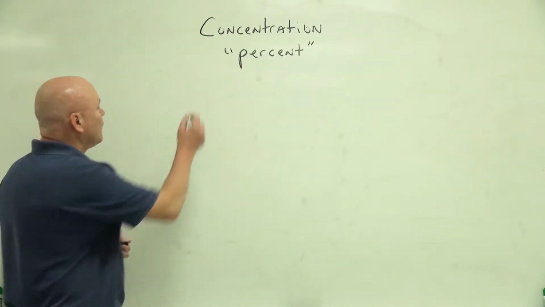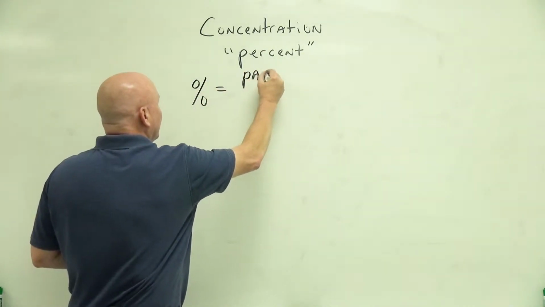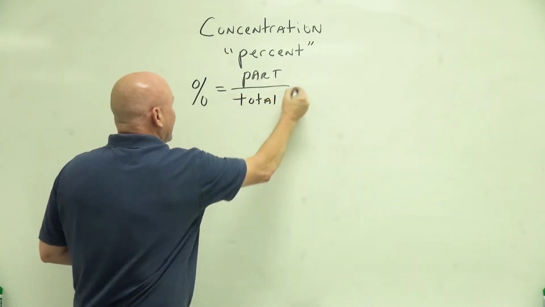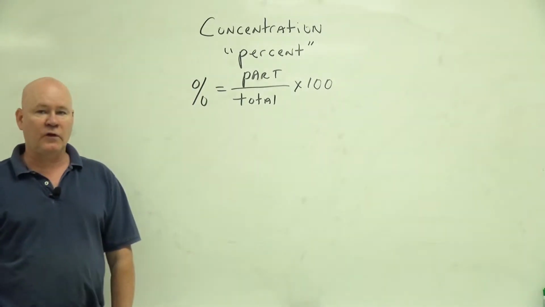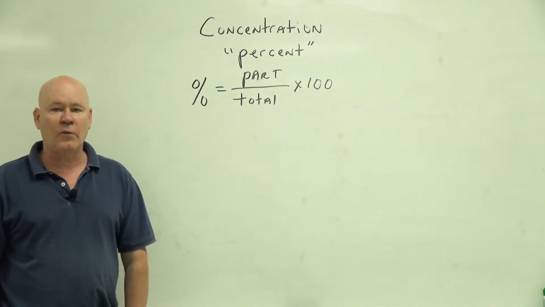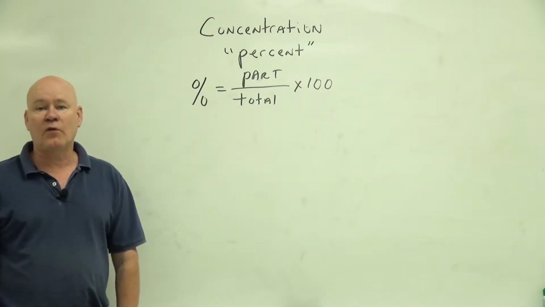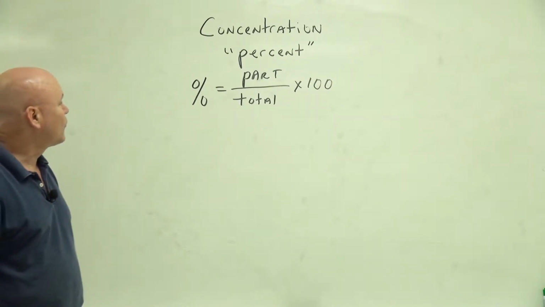Now percent is the part over the total times 100. The percent of anything, not just chemistry, of anything, is always going to be the part over the total times 100. Times 100 is where the percent, cent like century, comes from. Okay, that's a concentration percent.